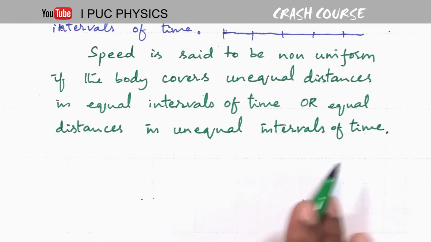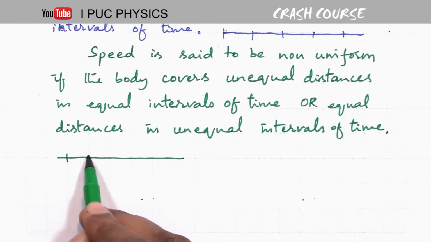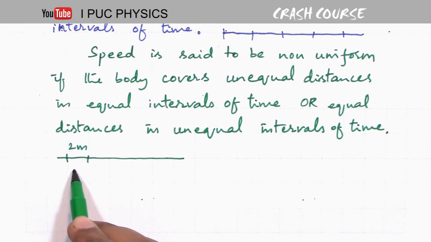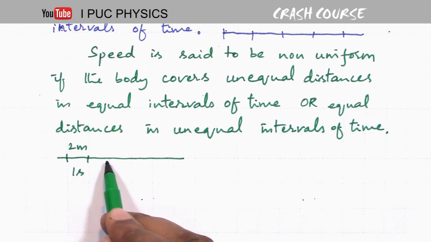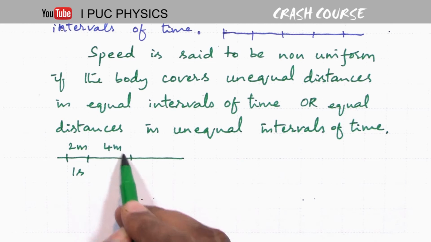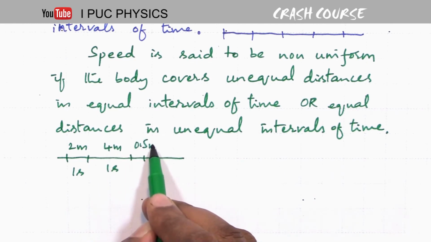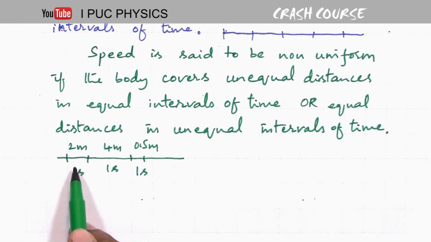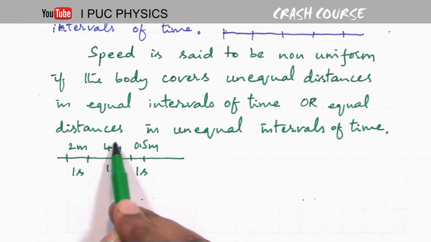You don't have to write the diagram. 2 meter in 1 second, 4 meter in 1 second, 0.5 meter in 1 second. Observe equal intervals of time, unequal distances. Then this is said to be non-uniform.